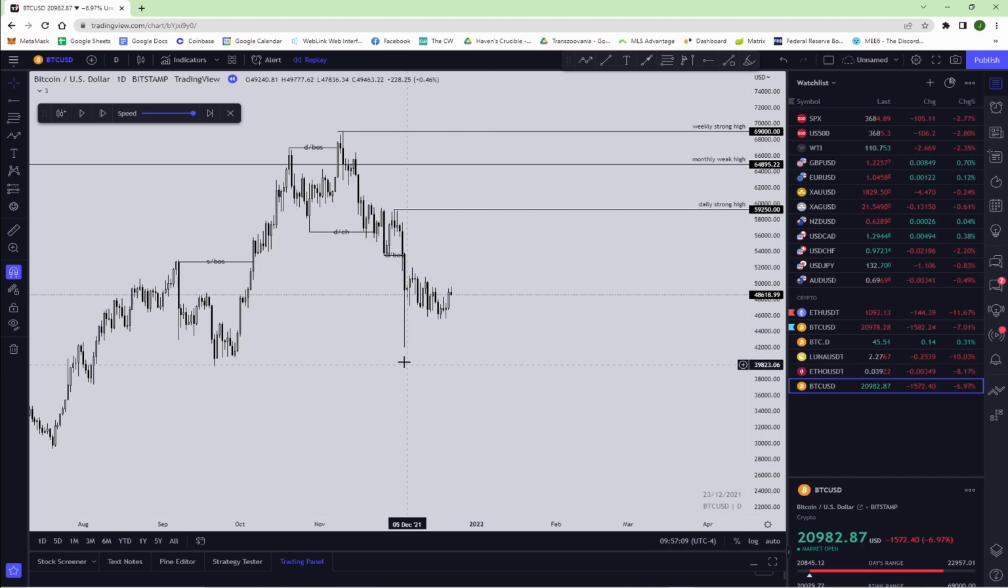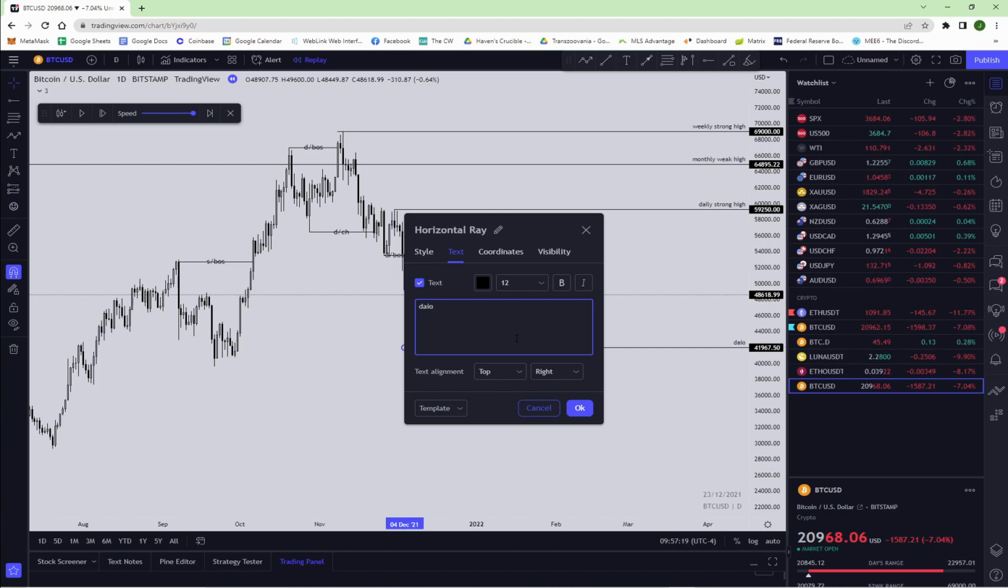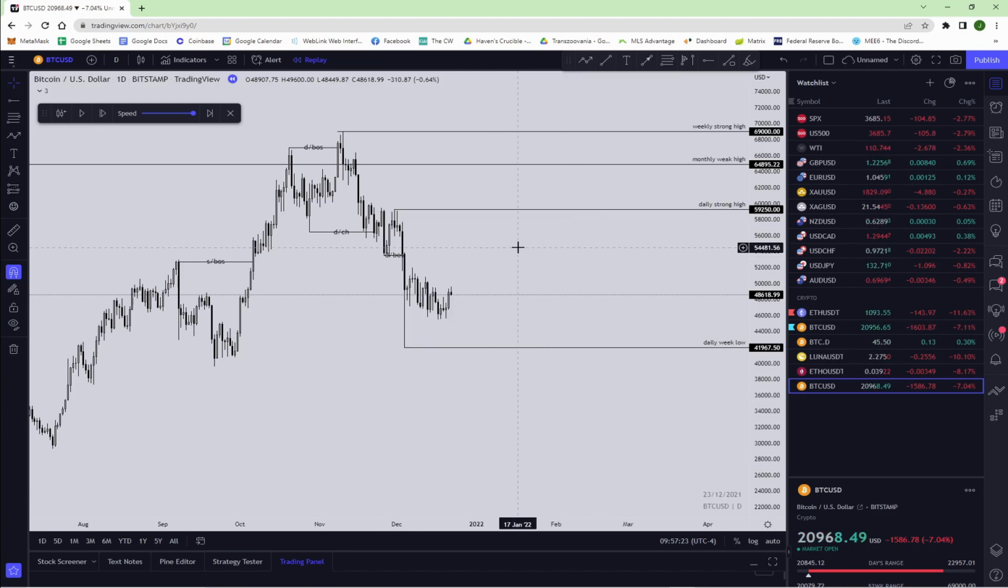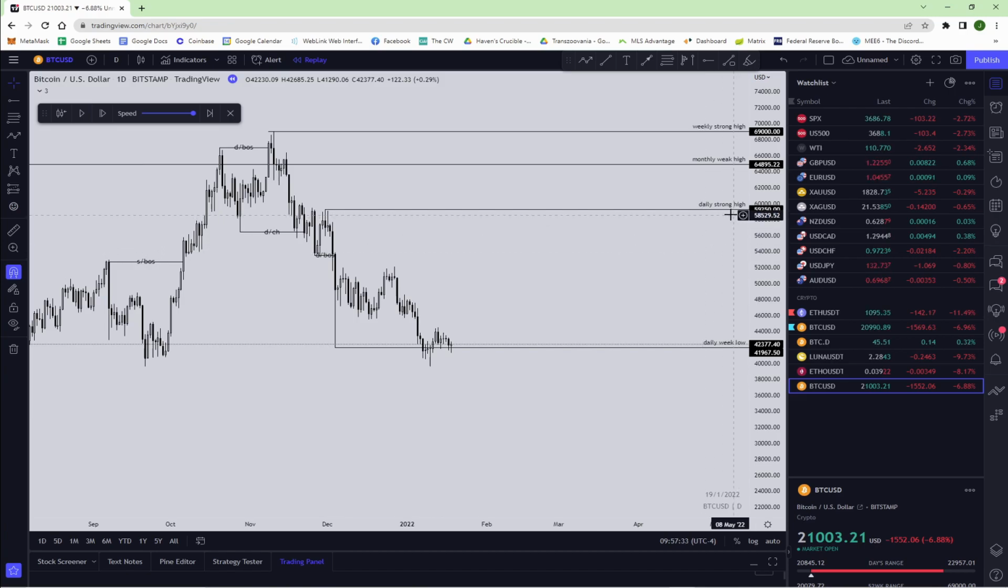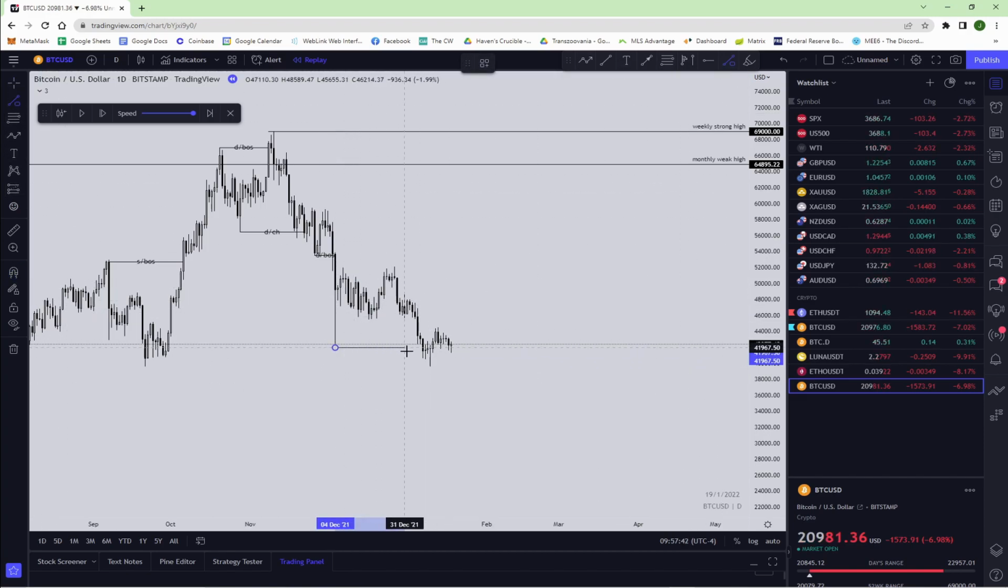So now, immediately we are already in a pullback. I played it a little too far. So this now becomes our daily weak low. This becomes our daily strong high. Any movement in between here is inner structure. We do know what eventually happens. This level, again, no longer relevant because we broke structure down here, like so.